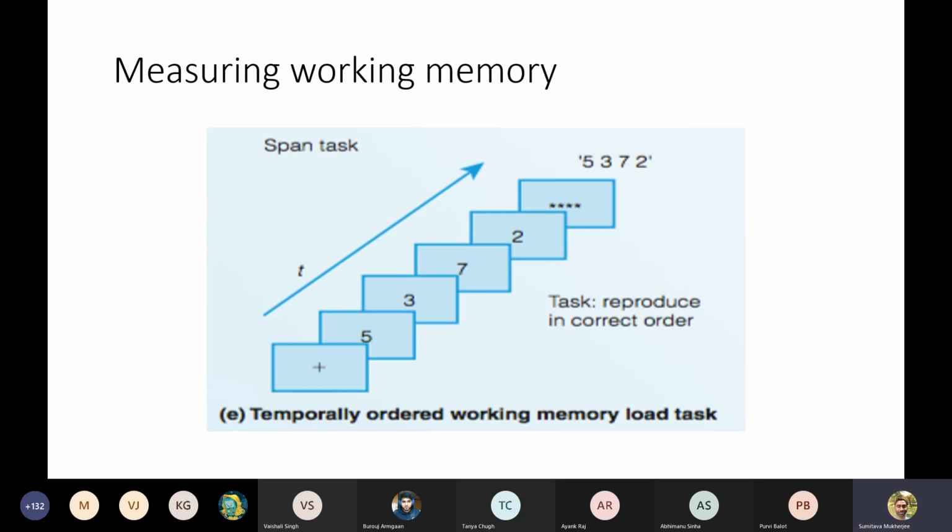The second way people have measured it is called the span task, where you will essentially be shown multiple digits one after another, and then you have to reproduce the order. 5372 must be said as 5372, not 5732. And now this is again a measure of working memory. How long the span can be, how many random digits you can remember and reproduce in the same order, is the digit span that you have. Somebody who has a 4-digit span has lesser working memory capacity than somebody who has a 7 or 8-digit span.